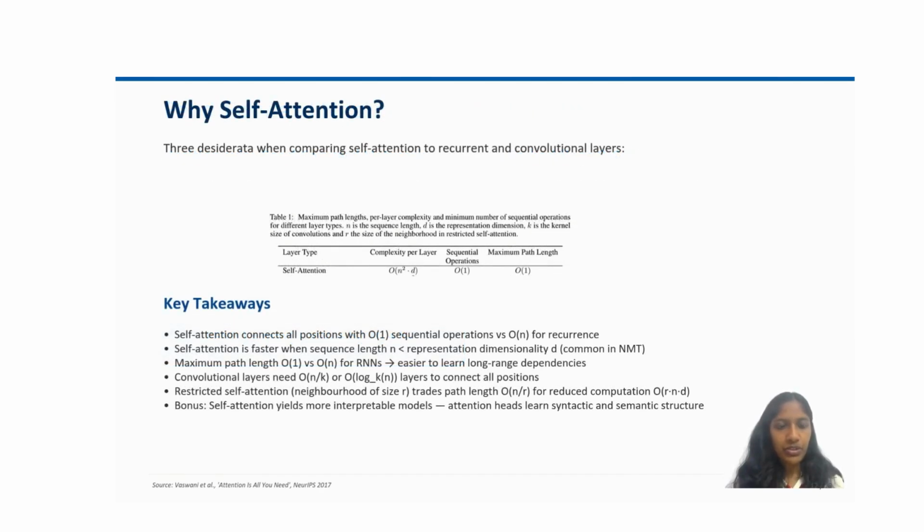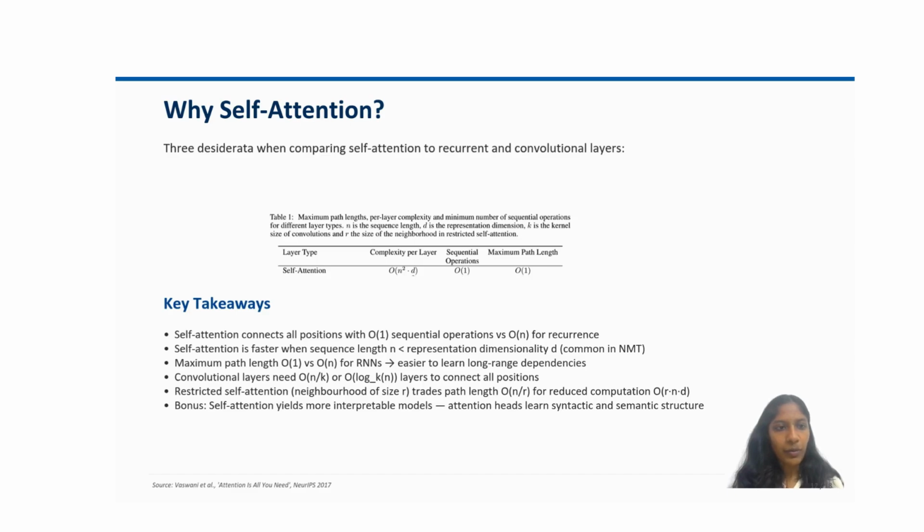Self-attention was introduced to solve the fundamental bottlenecks of traditional sequence modeling. In older architectures like RNNs, the information has to travel through a long chain of hidden states to connect the beginning of a sentence to the end. This leads to the vanishing gradient problem where the model forgets earlier words.